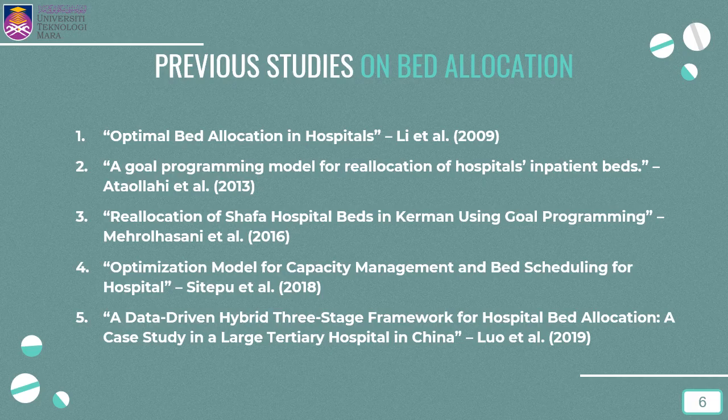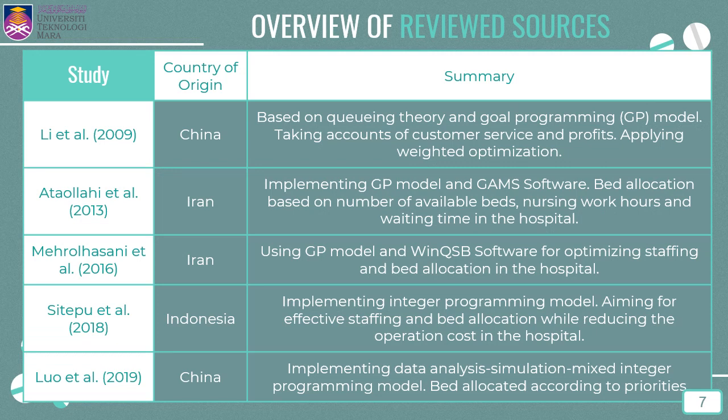In 2019. The similarity of all 5 studies was the aim to allocate an optimal number of beds to the wards. However, the approaches used are different. 3 of them applied a goal programming model along with different optimization software, while the other 2 used an integer programming model. Sitepu et al. was the only study that covers cost minimization, while Luo et al. implemented a hybrid 3-stage optimization, which inspired this study.